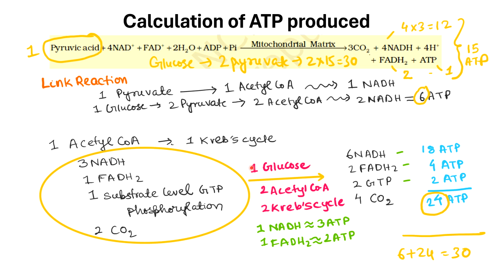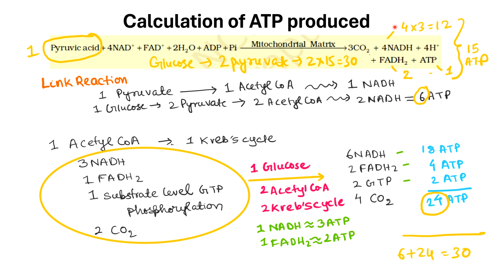Okay, now let's see the carbon dioxide. So in link reaction, one decarboxylation process was taking place. So for a single pyruvate molecule, we were getting one carbon dioxide, and for one molecule of glucose, we have two pyruvate or two carbon dioxide. So in total, we are getting one carbon dioxide from the link reaction which is released, and two carbon dioxide from the Krebs cycle which is released.